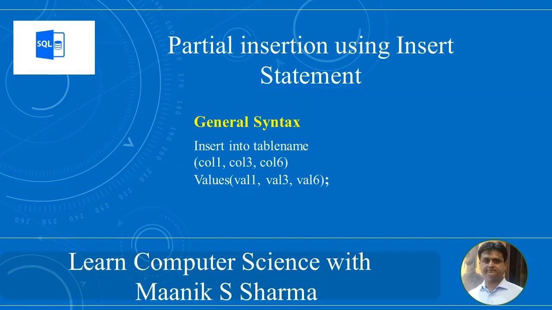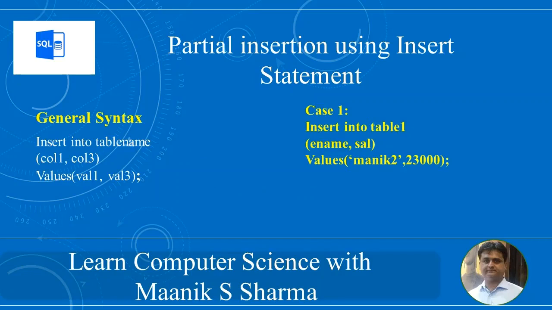In this case, we are going to insert the values for three columns, that is col1, col3 and col6. For example, if we want to insert the value for the ename and salary in table 1, that is we do not want to fill the value for emp number, then we need to write and execute the insert statement like insert into table 1, bracket start, ename, comma sal, bracket close. That means we need to mention the name of the columns before giving the values. Then values 'Maanik2', comma 23,000, bracket close, semicolon. This statement will successfully add a partial record in table 1.